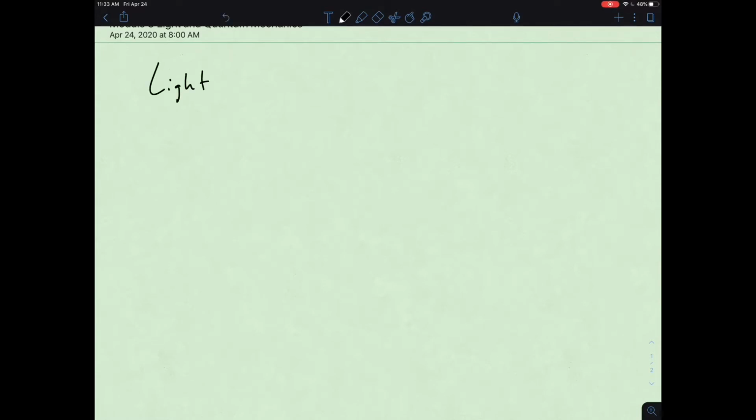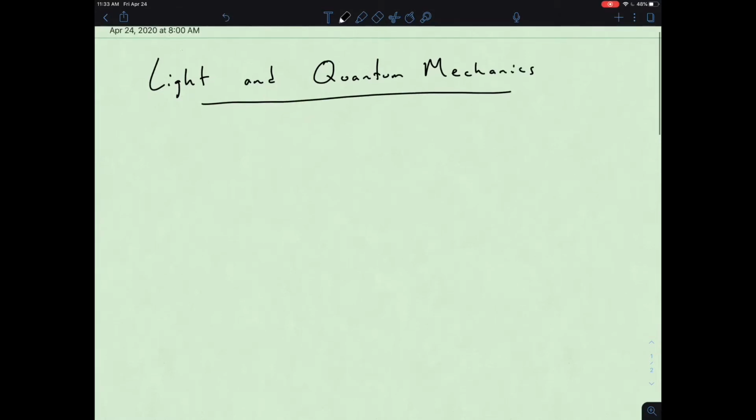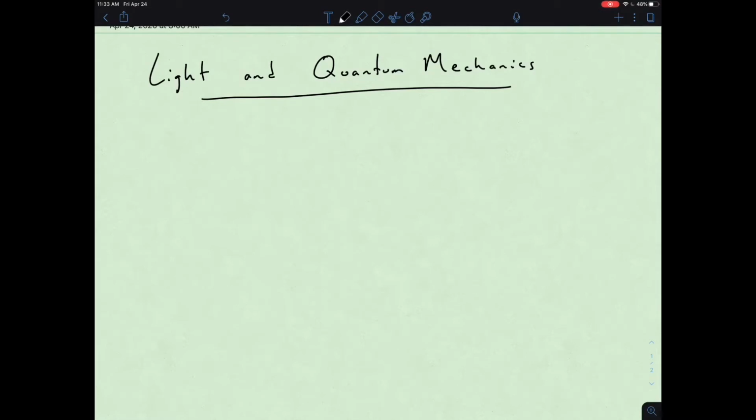Light and quantum mechanics. And so to start, we have to understand what light really is, right?